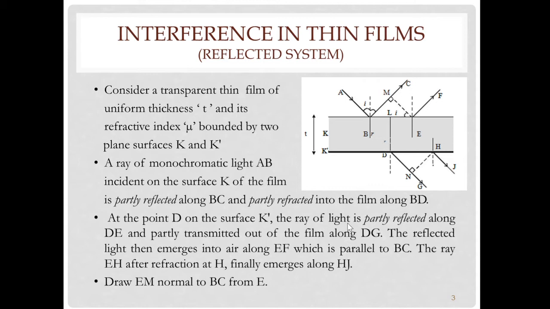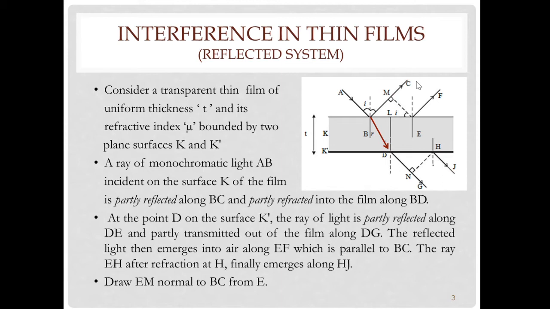For this, we are considering a transparent thin film of uniform thickness T and the refractive index is mu, bounded by two plane surfaces K and K prime. You can see in this picture the thin film is formed between the plane surfaces K and K prime, and a ray of monochromatic light AB is incident on the surface K of the film. This will get partly reflected along BC and partly refracted into the film along BD. You can see in this picture.